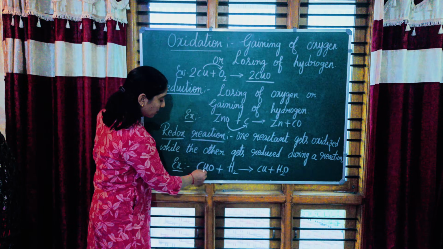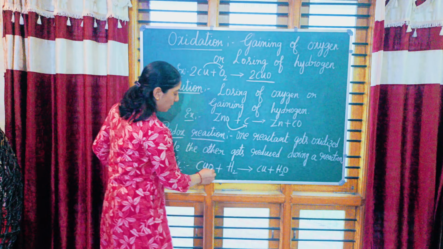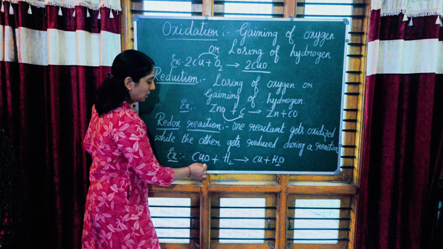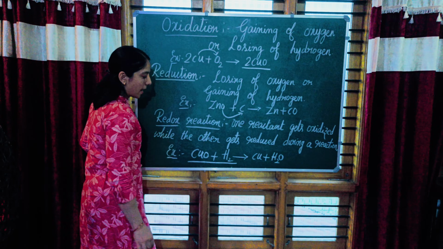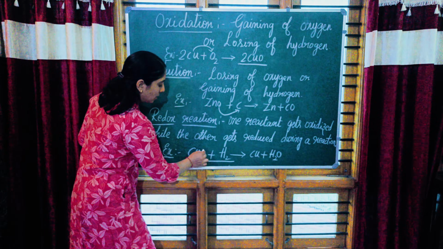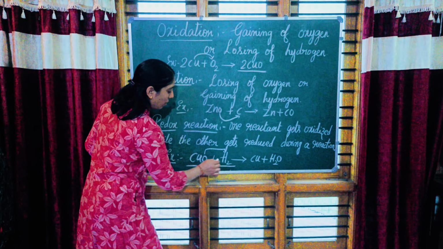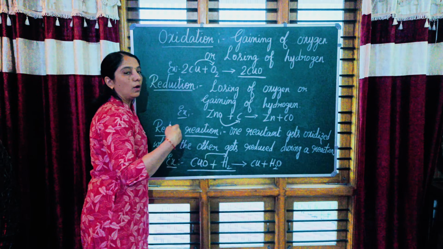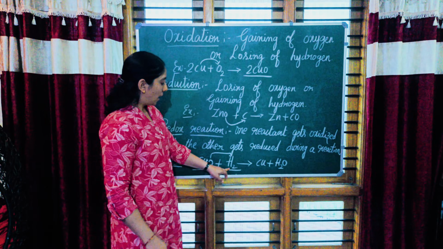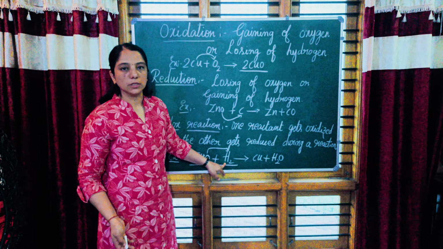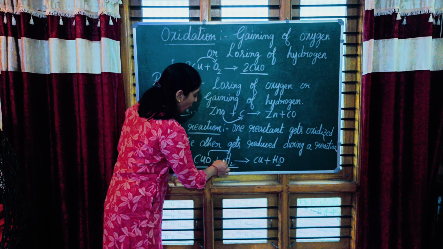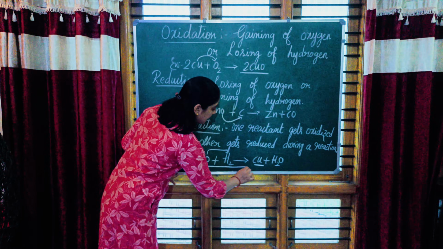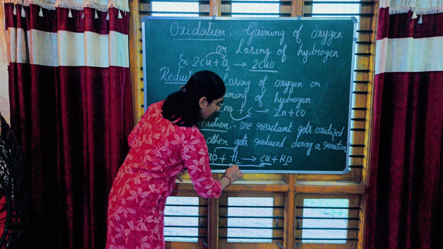See here, copper oxide. One reactant gets oxidized. So this part we call the reactant side. Here there is a loss of oxygen. That means copper oxide loses oxygen and hydrogen gains oxygen. So here CuO is reduced into Cu. So this is an example of reduction.